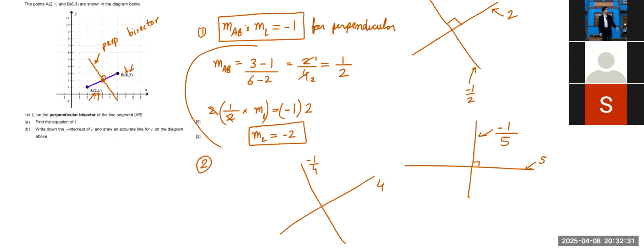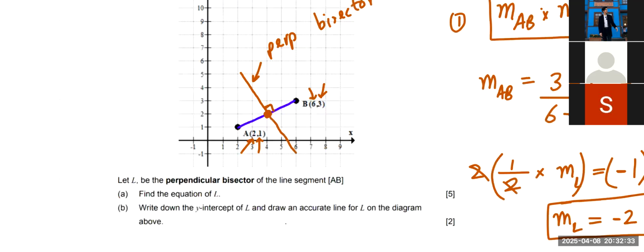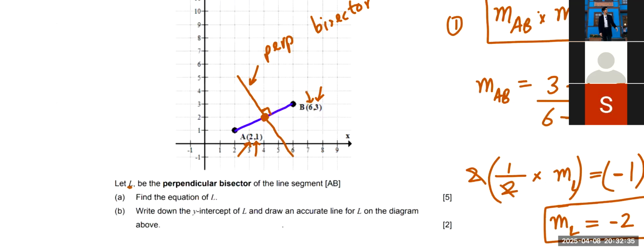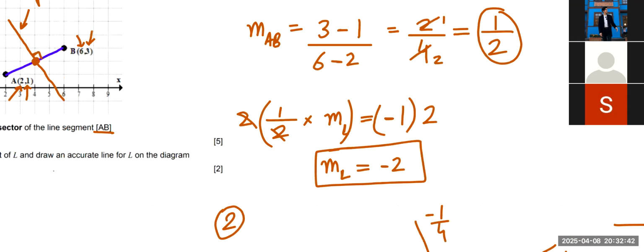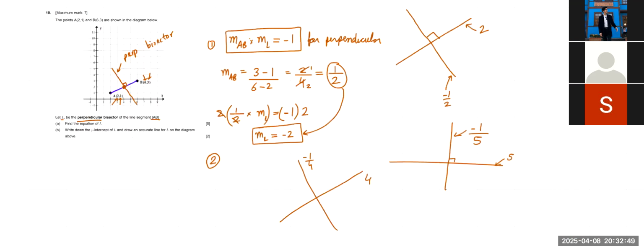So if you know that L is perpendicular to AB, and you know the slope of AB is 1 over 2, just flip it and make it negative, and that'll tell you the slope of your line. See, I flipped it, made it negative. That's basically it. So that's a shortcut for everybody.